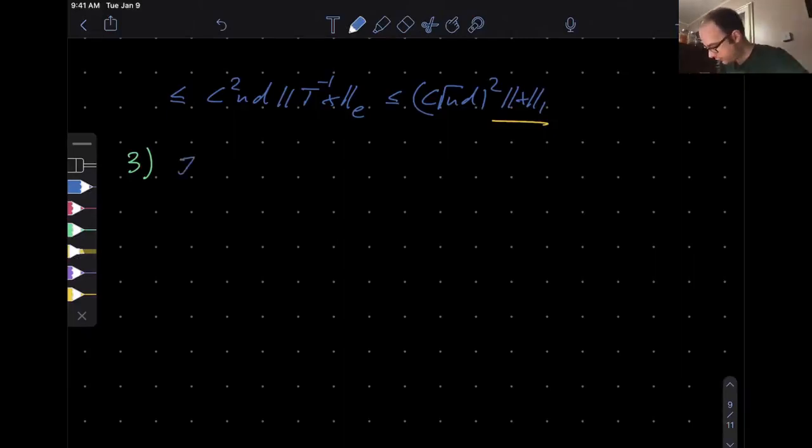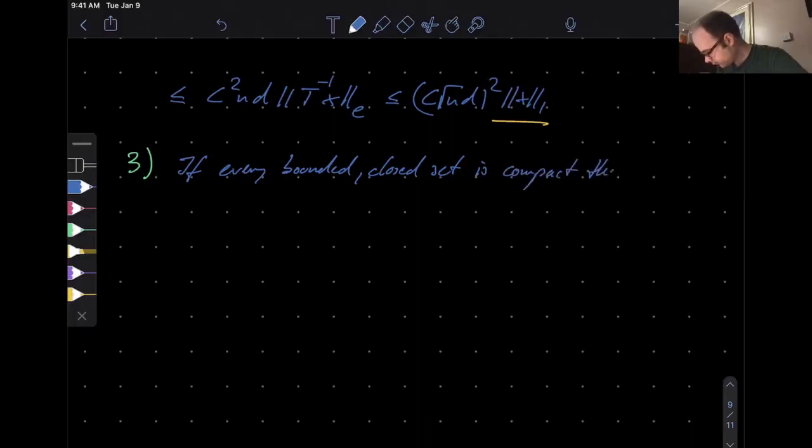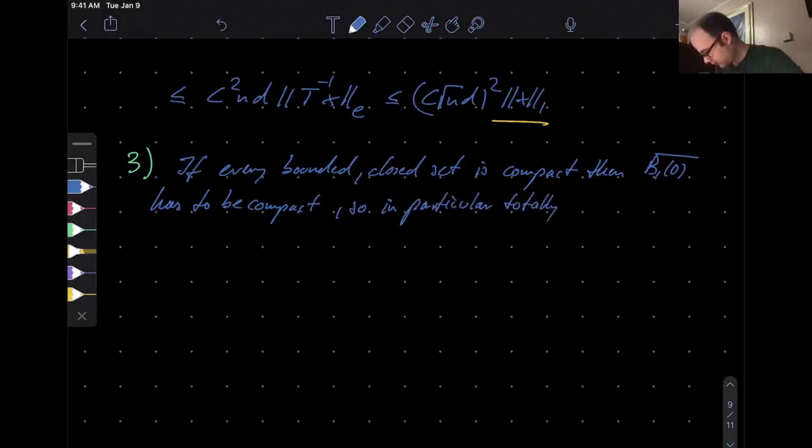Okay, so if every bounded closed set is compact, then the closed unit ball has to be compact. Okay, so in particular, totally bounded.